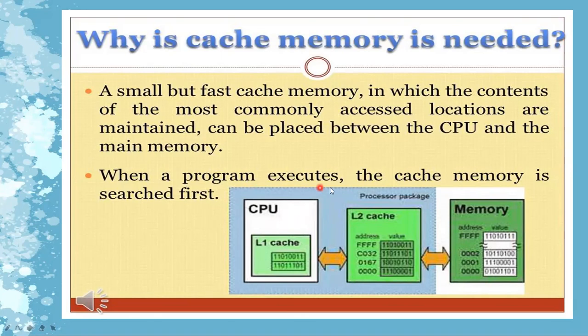When a program executes, the cache memory is searched first. Cache memory first search karti hai, jo quick access hota hai, jo frequently use hota hai. Like if we are using Facebook frequently in my mobile, it is present in the cache memory and execute it quickly, right?